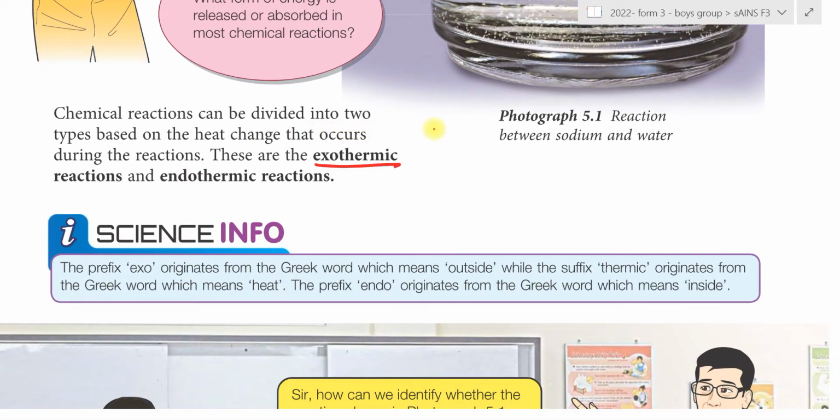Chemical reactions can be divided into two. The first one we call exothermic reaction. The second type we call endothermic reaction. It is the same thing that I just explained to you. Exo means outside, endo means inside.